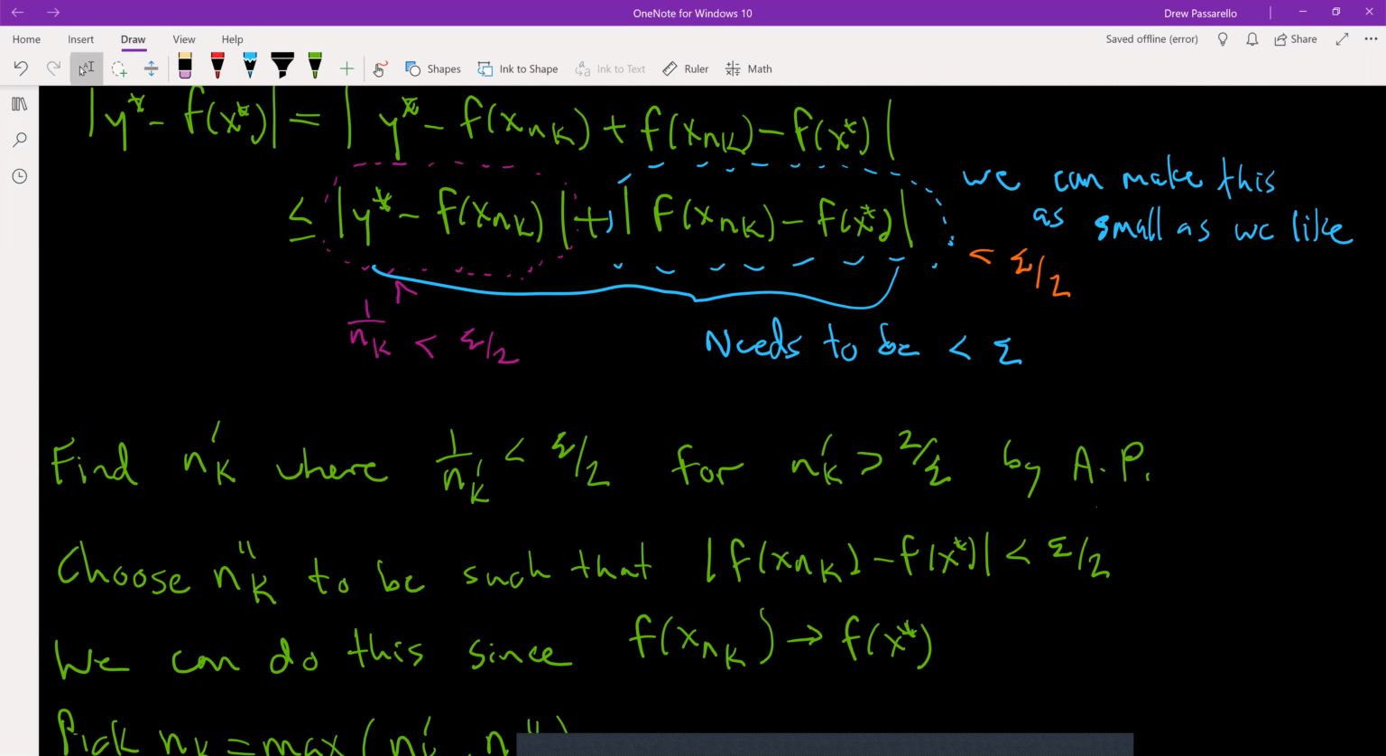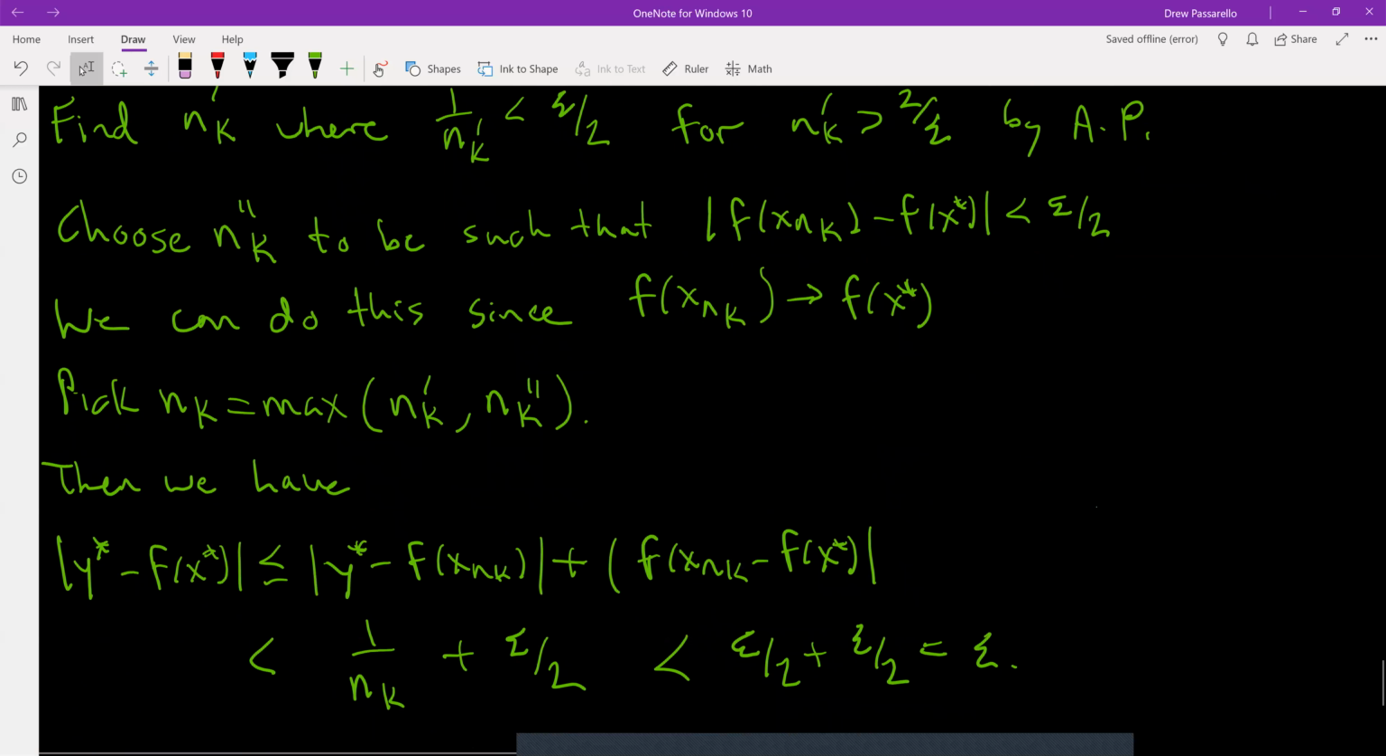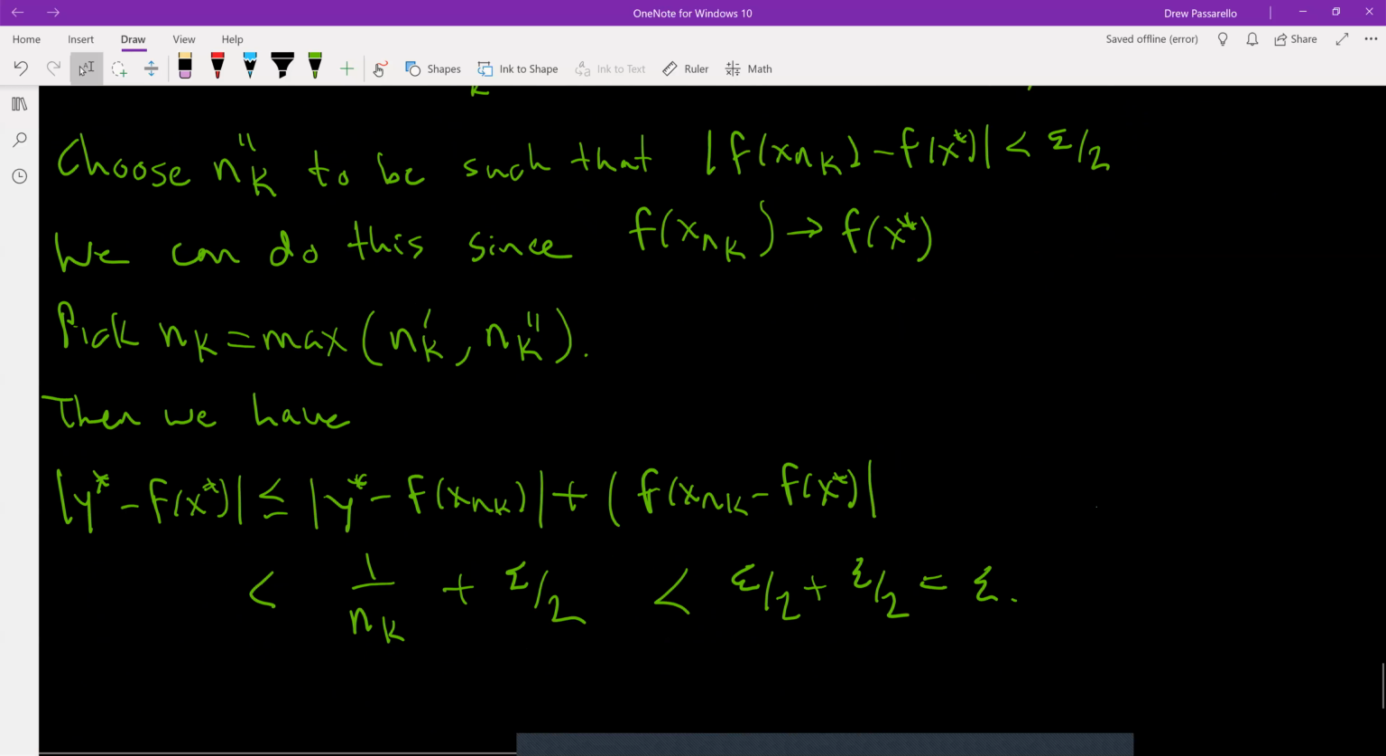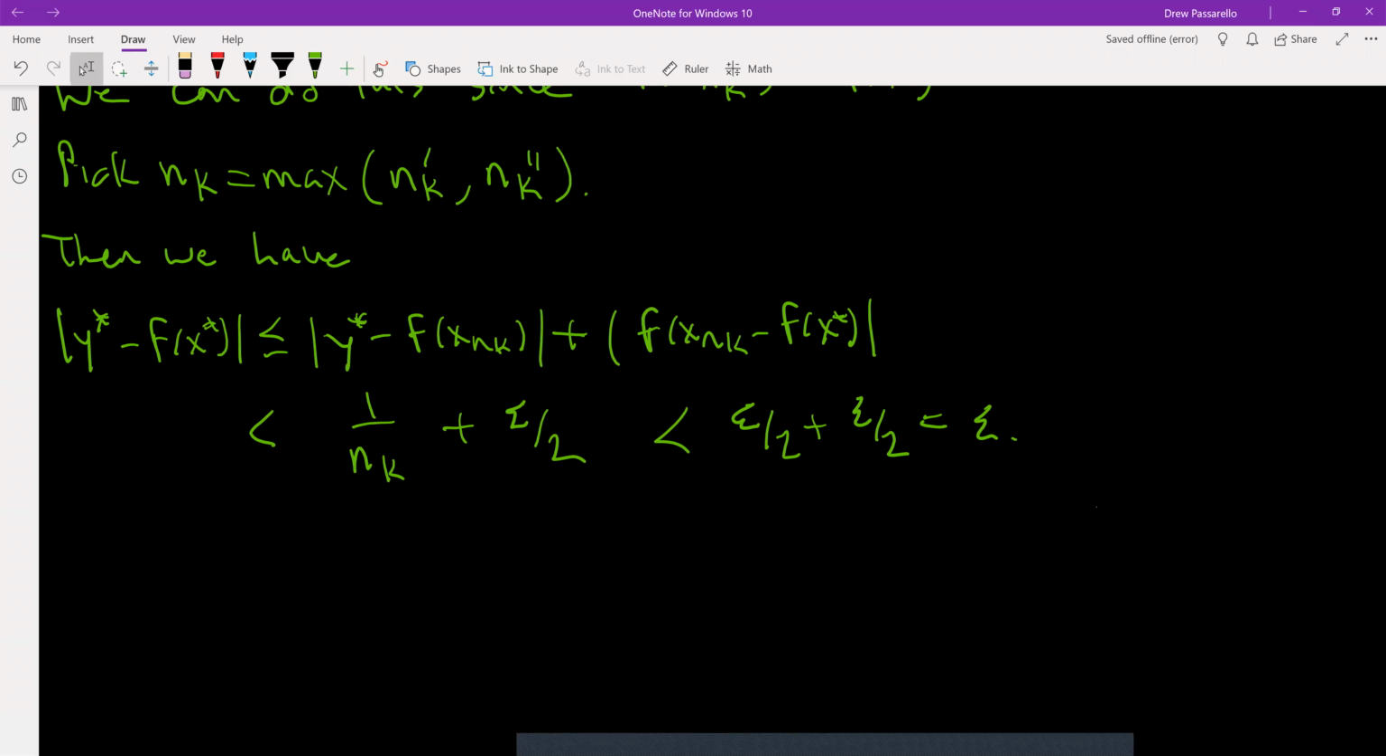Choose nk double prime to be such that you have the second thing being less than epsilon over 2 due to the convergence of f of x_nk to f of x star. Amongst the two, nk prime and nk double prime, we choose the max. And that's where we get the proof to finish. All right, so that's where I'll stop it for this video.